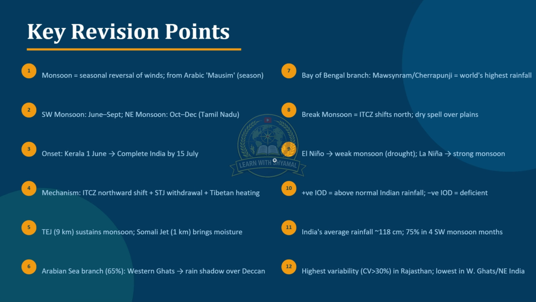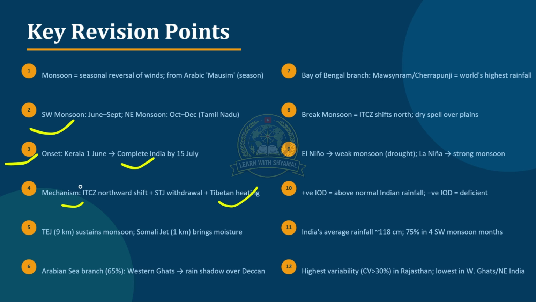Okay, monsoon: seasonal reversal of winds, from the Arabic word for season. Southwest monsoon June to September, northeast monsoon October to December. Onset Kerala 1st June, complete India by 15 July. Mechanism: ITCZ northward shift, STJ subtropical jet stream withdrawal and Tibetan heating. TEJ tropical easterly jet at 9 km sustains monsoon. Somali jet at 1 km brings moisture.